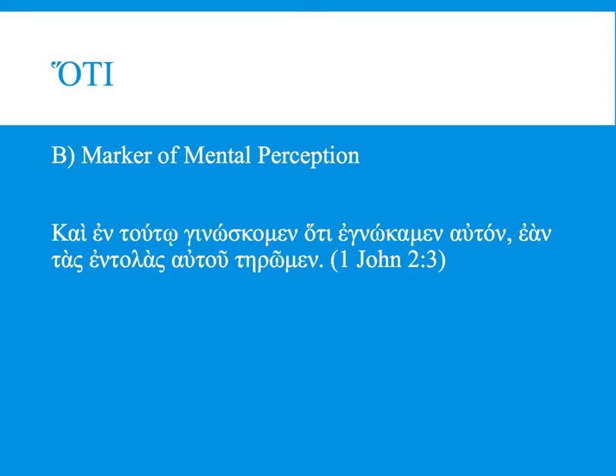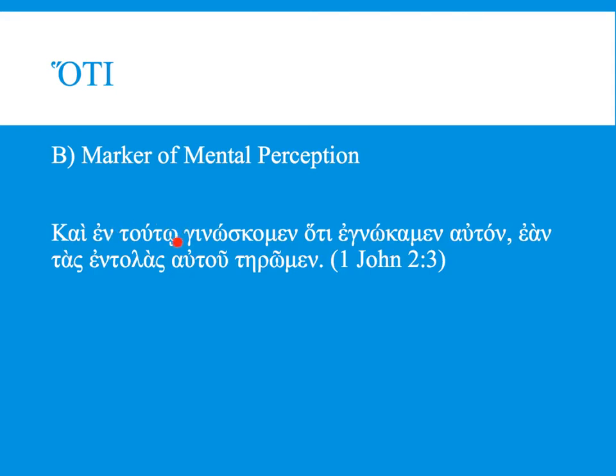One that we're probably more familiar with, that we see quite a bit, is hoti as a marker of mental perception. What does that mean? It gives the substance of what the thought or the mental idea is. So we have this example from 1 John 2:3. And in this we know that we have known him, right? And that we have known him is the content of the knowing.